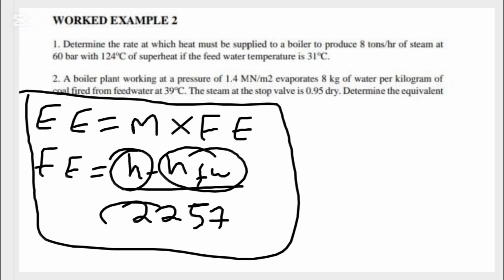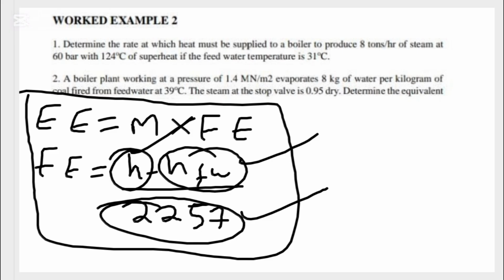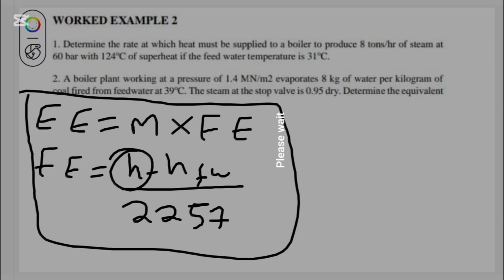And this 2257 is the latent heat at 100 degrees Celsius, which is measured in kilojoule per kg. I have to get it. This 2257 is a latent heat at 100 degrees Celsius. And this H of FW is the enthalpy of feed water. And the H is the enthalpy of wet steam. So I have to get this.